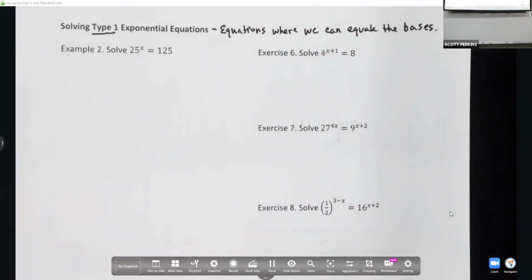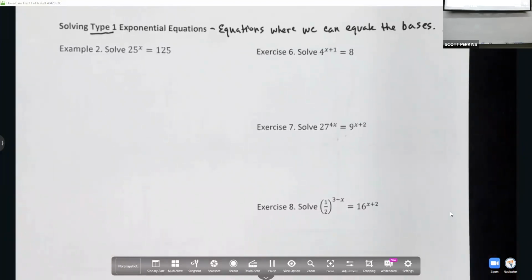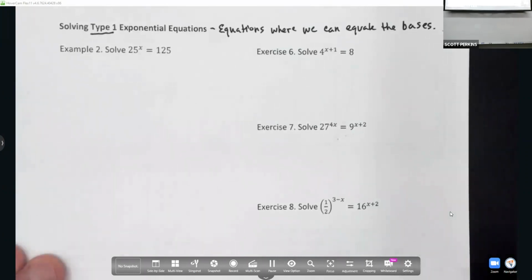So what is being referred to as a type 1 exponential equation is an equation where you can make the base on both sides of the equal sign into the same thing. If you can't make the base into the same thing, then that's what's called a type 2. Again, not very descriptive, but there's a different method to be able to do that, and we will talk about that in our last section of this unit.